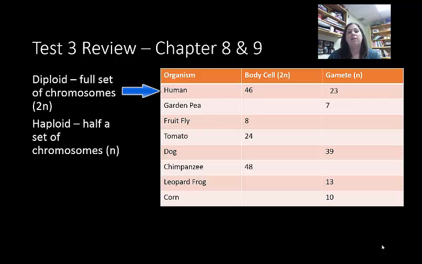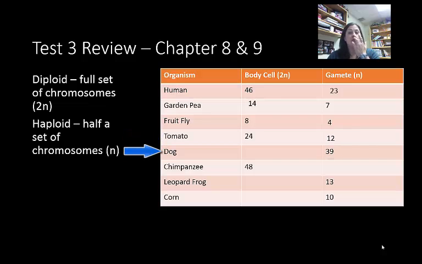Now on the other hand, if I give you the example with the garden pea, if I give you the gamete, which is N, you should be able to find 2N by doing 7 times 2, which is 14. Okay? So with the fruit fly, if I give you the 2N, you would do 8 divided by 2, which gives you the gametes of 4. So the haploid is 4. In a tomato, the diploid is 24. Therefore, the haploid would be 12.